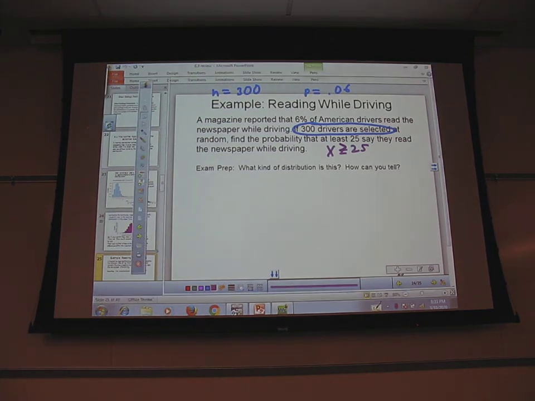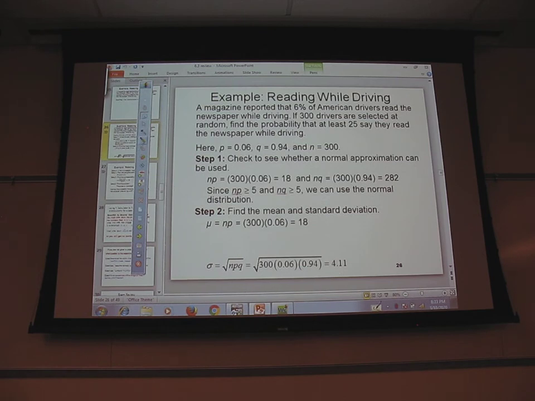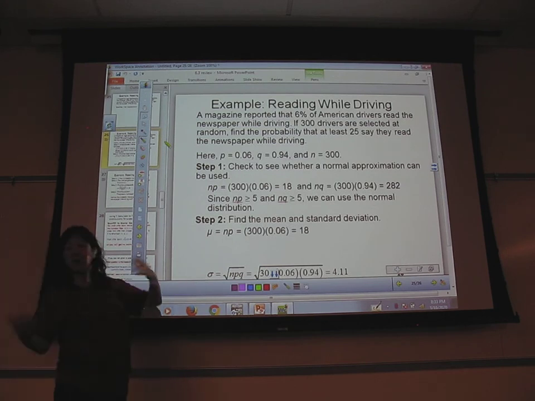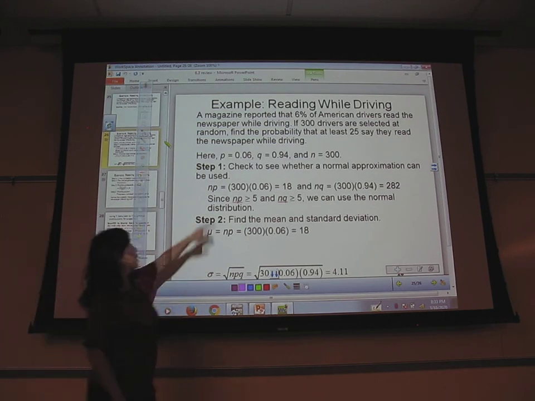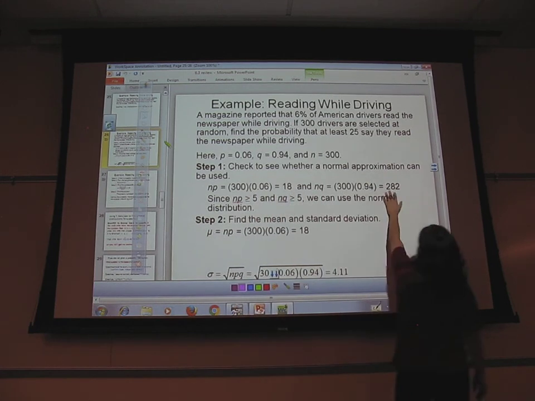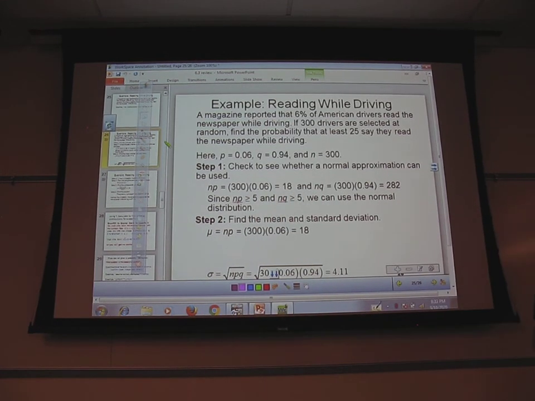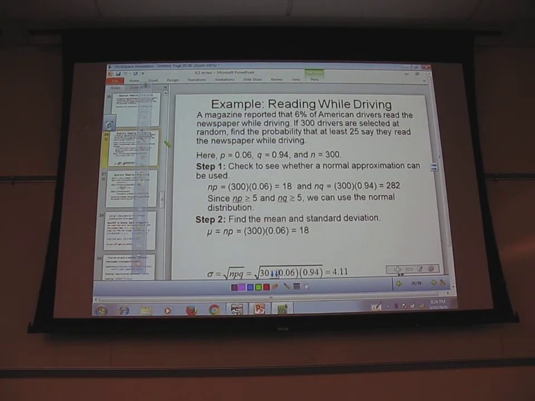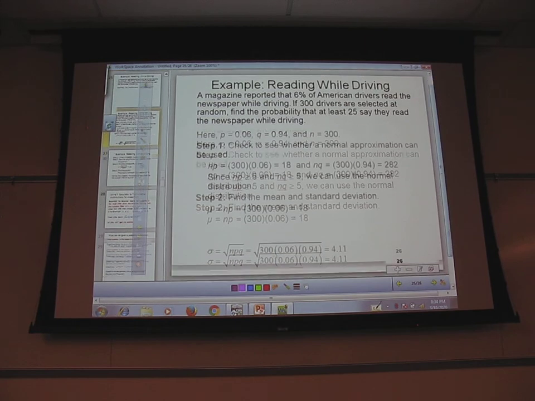Actually I think I have slides that will walk us through this a little bit better. So first, make sure that you can use an approximation at all. Find NP and find NQ and make sure they're both more than 5. NP is 18, NQ is way more than 5, so we can use it. Now find the mean and standard deviation. I love the binomial distribution because the mean and standard deviation are really easy to find. The mean is just NP. The standard deviation is just the square root of NPQ. NP is 18, that's my mean. The square root of NPQ is 4.11, so that's my standard deviation.